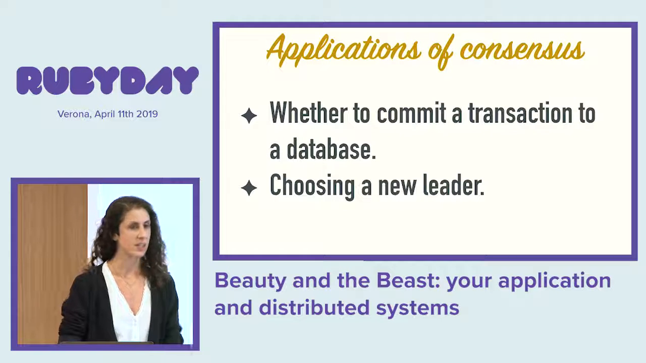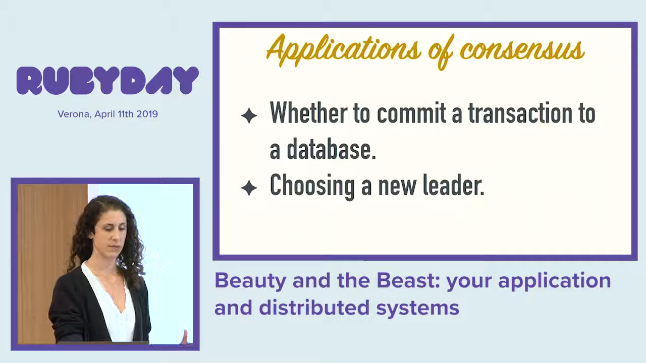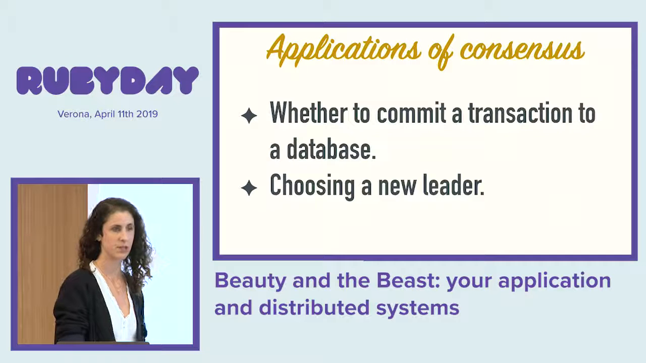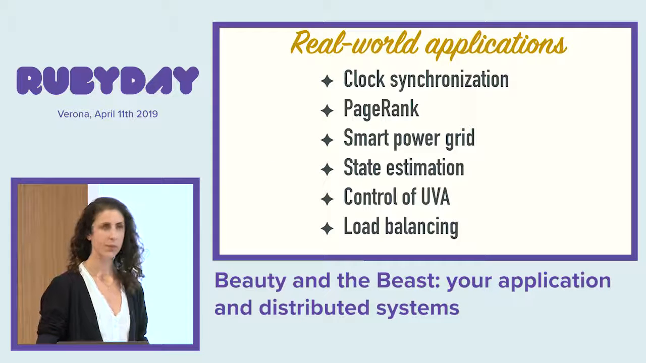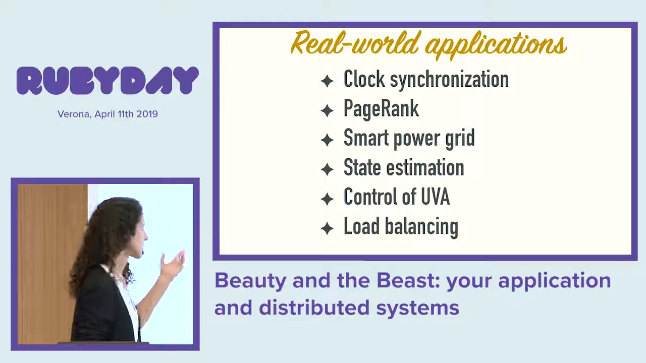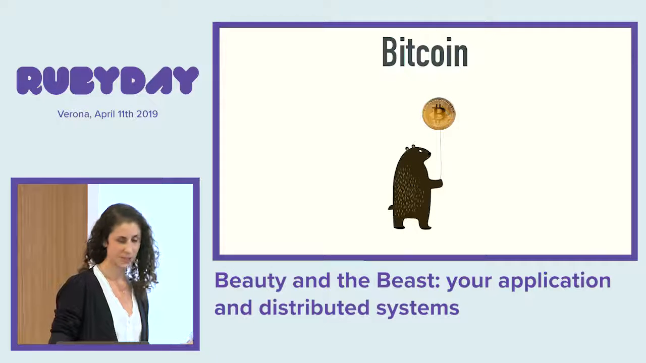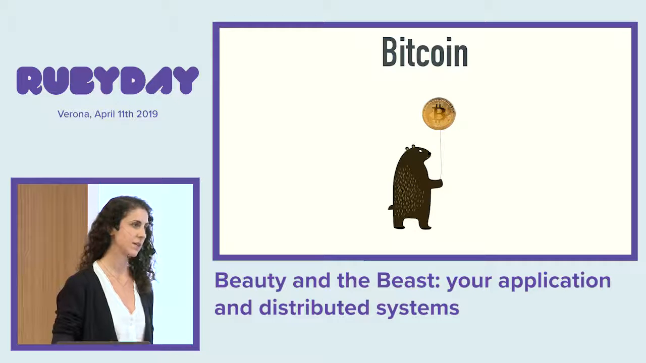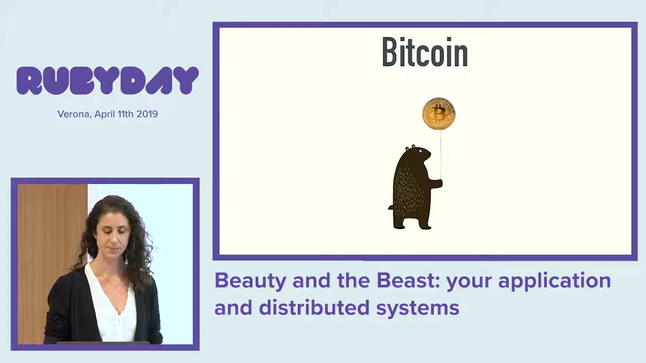And then some more applications of consensus. We looked at the code example, but some broader, more general applications of consensus are whether to commit a transaction to a database, choosing a new leader, choosing nodes with a particular role in the distributed system. And then perhaps some more real-world applications are clock synchronization, control of drones, page rank, load balancing, these kinds of things. And perhaps the most hip example is Bitcoin. Bitcoin uses proof of work to maintain consensus in a peer-to-peer network. So you know consensus. It's a concept that is very familiar to us.